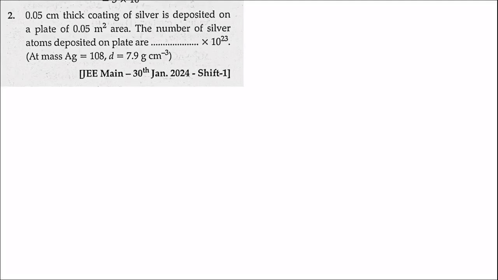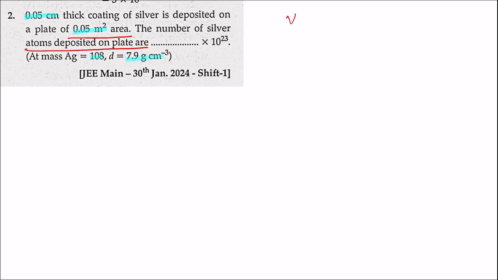0.05 centimeter thick coating of silver is deposited on a plate of 0.05 meter square area. The number of silver atoms deposited on the plate is dash into 10 to the power 23. The thickness of the silver coating is given, the area of the plate is given, and the atomic mass of silver is given, and the density of silver is given.